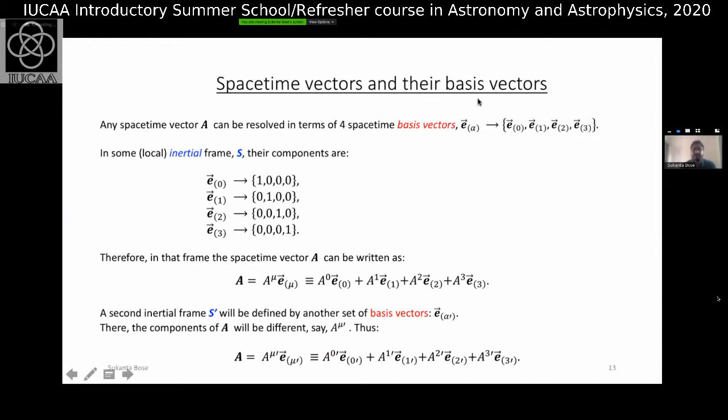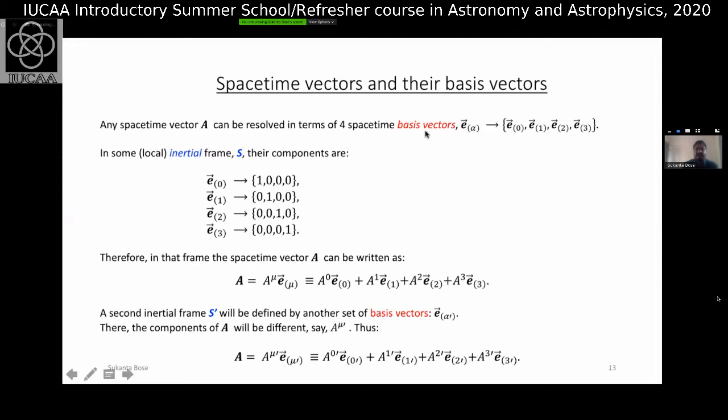It's good to have some basis coordinates or basis vectors. So any space-time vector A can be resolved in terms of 4 space-time basis vectors. Usually in Euclidean geometry, you have used 3 space vectors like x hat, y hat, z hat, or equivalently i hat, j hat, k hat.